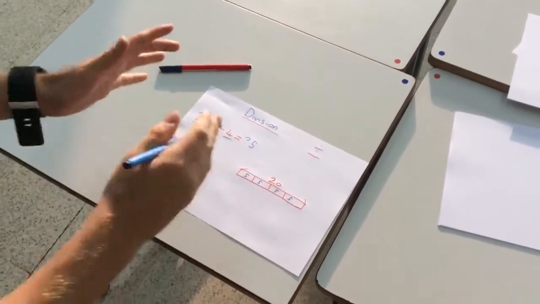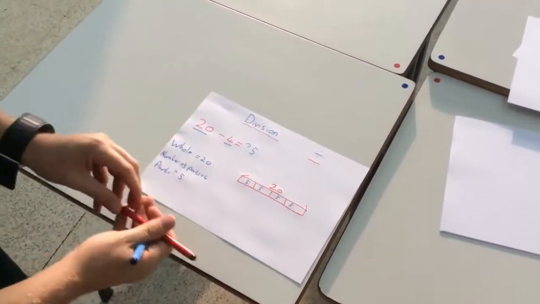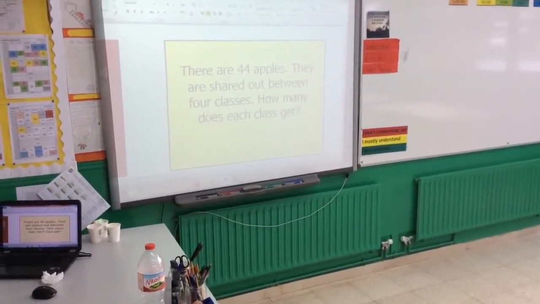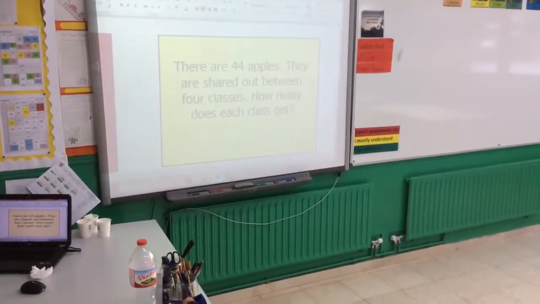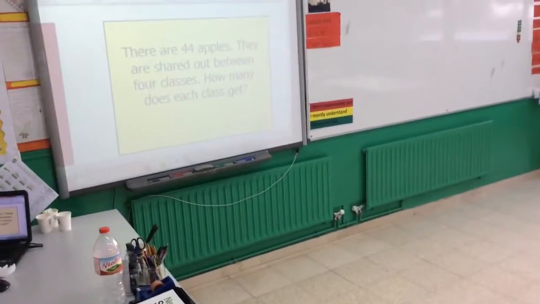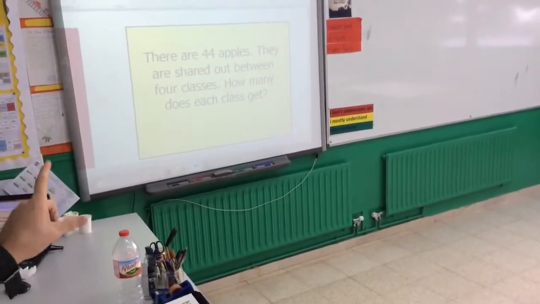Now, that's quite easy at the moment. Let's look at how we'd use it to help us solve a problem. There's one on the board. It says, there are 44 apples. They are shared out between 4 classes. How many does each class get? Now let's look at the key numbers there. 44 apples, and they're shared out between 4 classes.